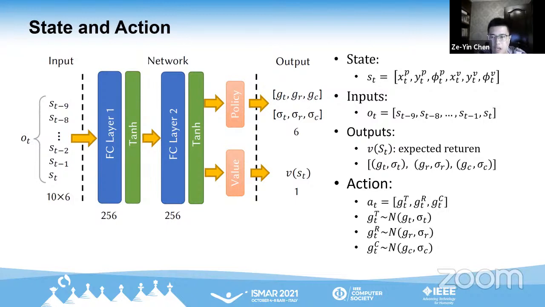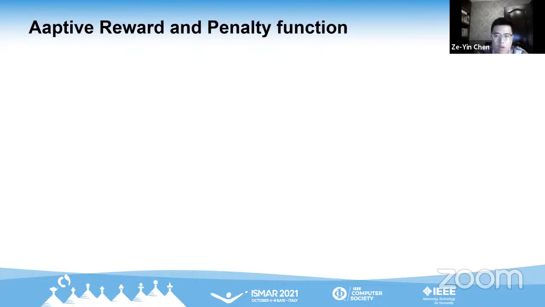In order to obtain continuous temporal information, 10 consecutive states are concatenated together to form a 60-dimensional vector as the input to the multilayer perceptron. The output consists of 2 parts. First is 3 pairs of values corresponding to the mean and standard deviation of the 3 gains. The other part is the expected return of the current state. The actions made by the agent are obtained by sampling the 3 gains using a normal distribution with the corresponding mean and standard deviation. The core of reinforcement learning is the design of reward functions.